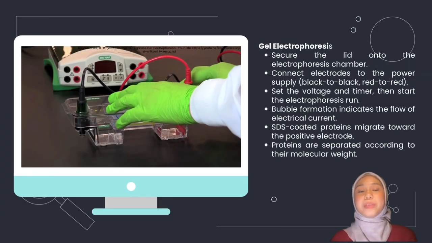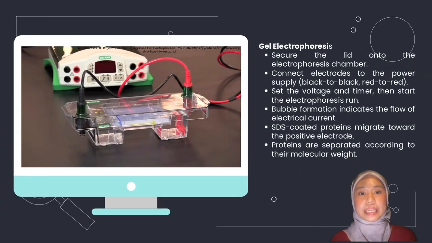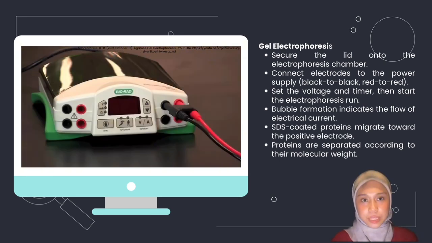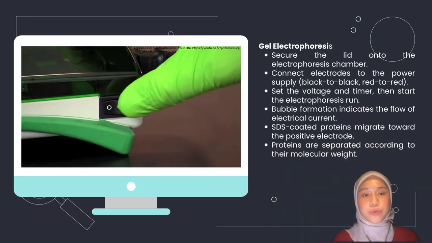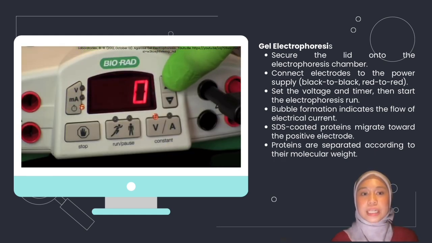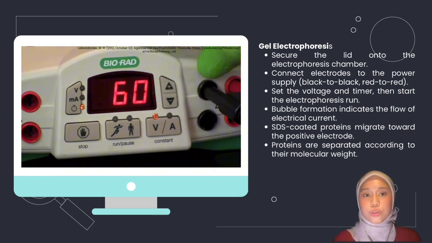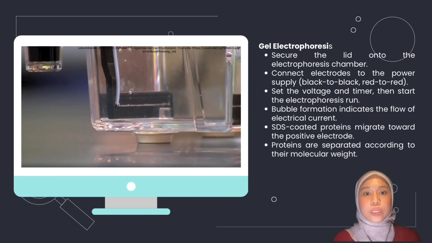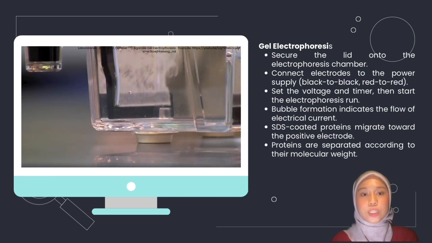After all samples have been loaded, the gel chamber is closed by placing the lid securely onto the electrophoresis tank. The electrodes are then connected to the power supply by matching the correct terminals, with black connected to black and red connected to red. The power supply is switched on and the voltage and the timer are adjusted according to the experimental requirement. During electrophoresis, bubbles can be observed at the electrode due to electrolysis of water, which indicate that an electric current is flowing through the chamber.